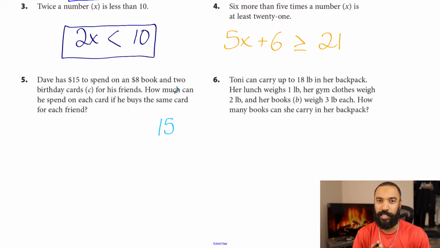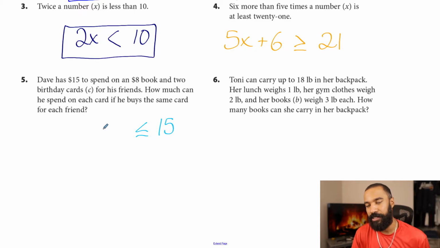So at most he could spend 15. He could spend 15, or he could spend less than 15. And that's how this thing is an inequality. 15 is his total number of dollars, but on the other side here, we have a less than or equal to. He could spend $14, which is less than or equal to 15. He could spend $15. He couldn't spend $16 though, because that exceeds his $15 amount. Hopefully it makes sense why we're setting it up as an inequality and why it goes this specific way.